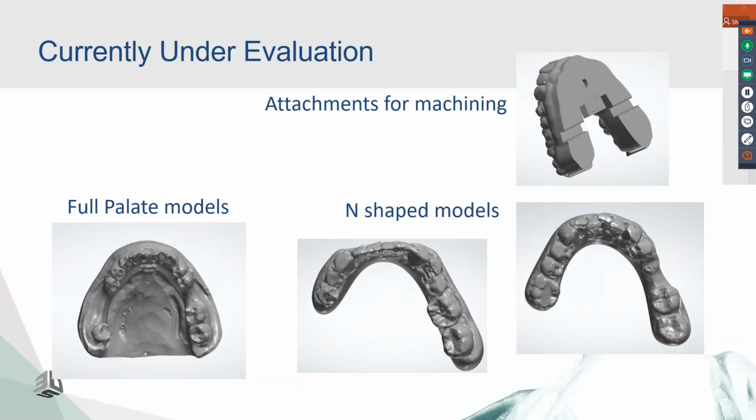And currently under evaluation, so when you start using it, you just want to look out for a couple of things that we are still working on, and that's full palette models, models that are missing a part of the arch, or something that's missing teeth like this, and then attachments for machining. So for special workflows, you'll just need to work directly with us, and we will talk about development for that.